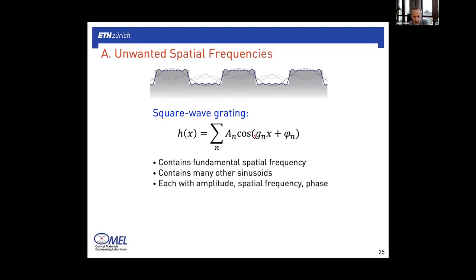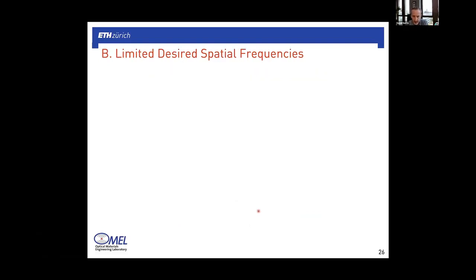Each of these additional sinusoids will have an amplitude, spatial frequency, and phase. Each can potentially contribute to the diffraction. And so we will essentially lose control of the Fourier components in our surface, the spatial frequencies, and this will mean that we lose control of the diffraction.